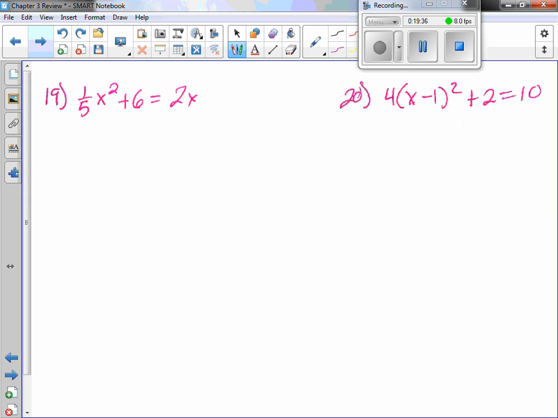Any other questions on up to 23, I think is what it was, wasn't it? Any questions on 19 through 23? Yes. Now, since I have a set of parentheses squared, I'm going to use the square root method, because that's going to be the easiest one to solve for this here.